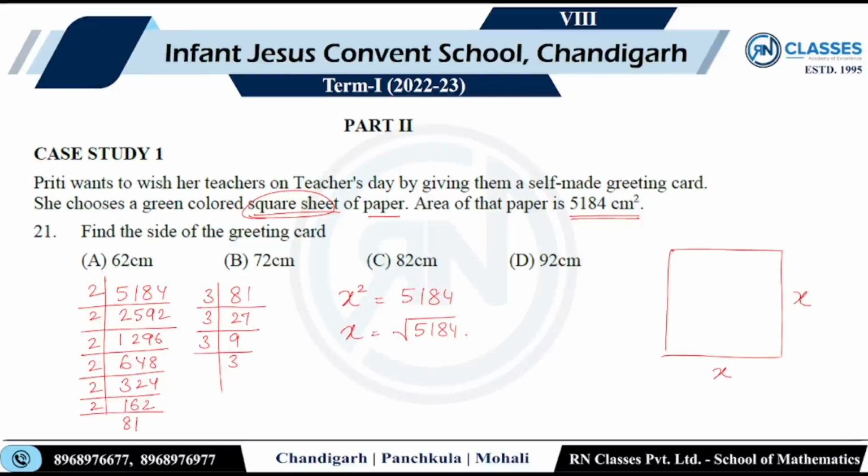So if I write the prime factorization: 2 into 2 into 2 into 2 into 2 into 2, how many did I have? 1 2 3 4 5 6, right? After that 3 into 3, 3 into 3. Now I have to make pairs. So 2 2 2 3 3, that would be equal to 72. Yes, B part is the right option.